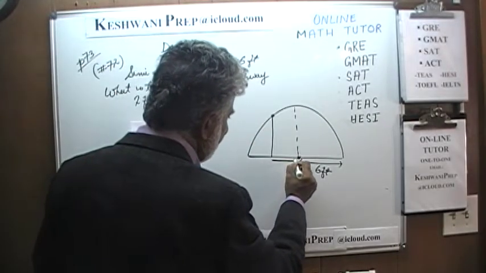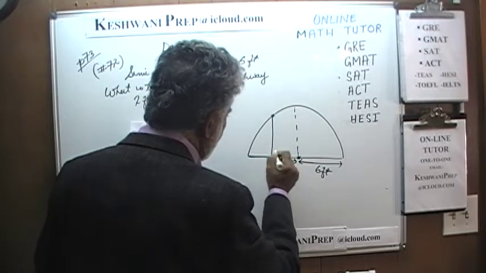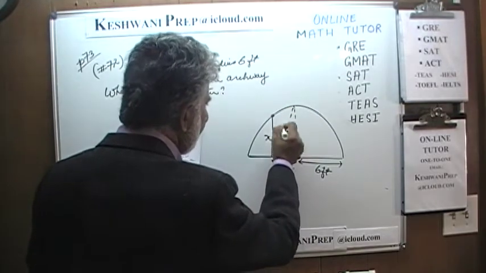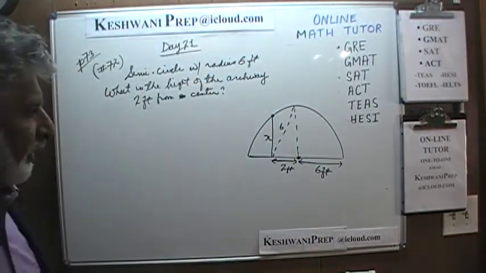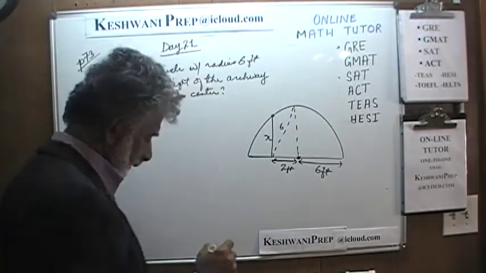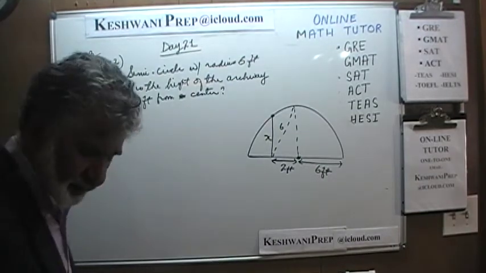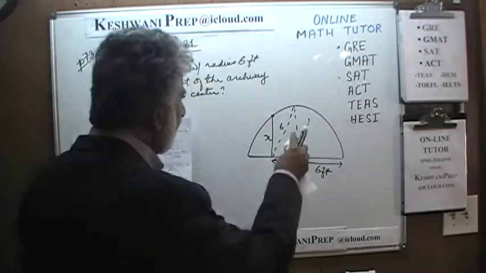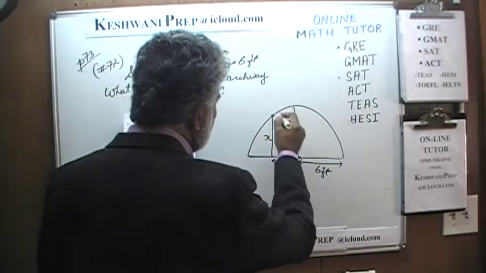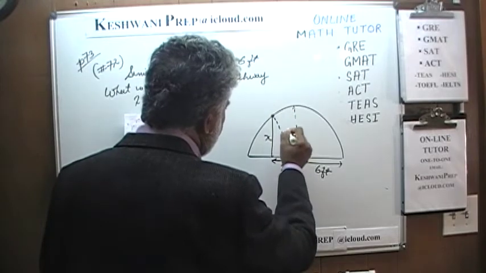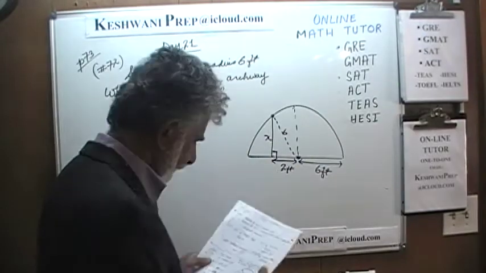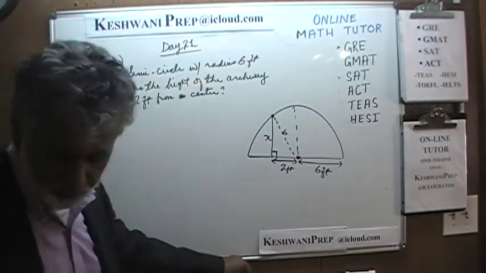So this distance right here is 2 feet, and our job is to find this guy, the height of the archway. This is the radius, obviously we know it is 6 feet. It's a very simple, very straightforward thing. We know the hypotenuse. Let's plot it the other way around. Right here is the radius. It is 6 feet. This is what we're looking for. This is 2. And this, of course, is the right angle. As I said, very straightforward, very simple problem.